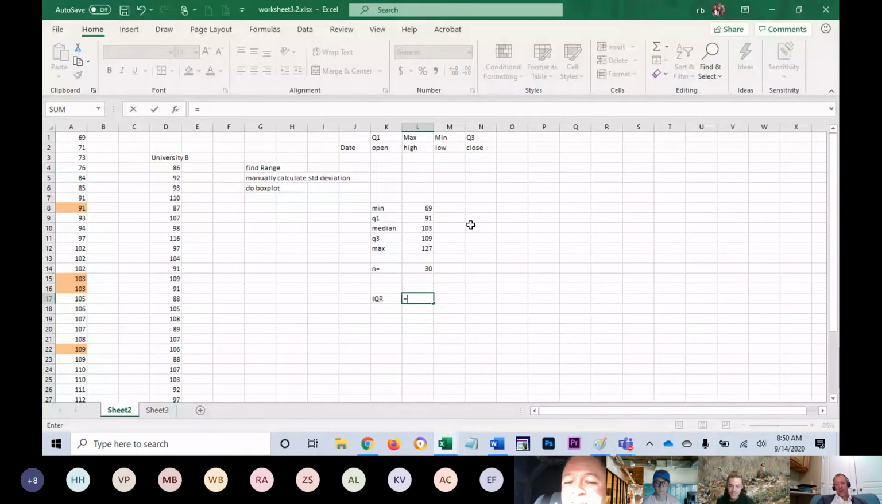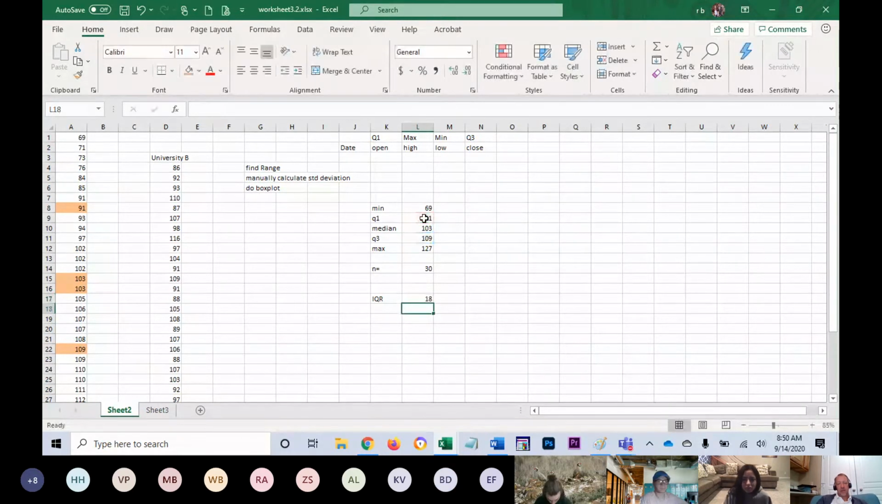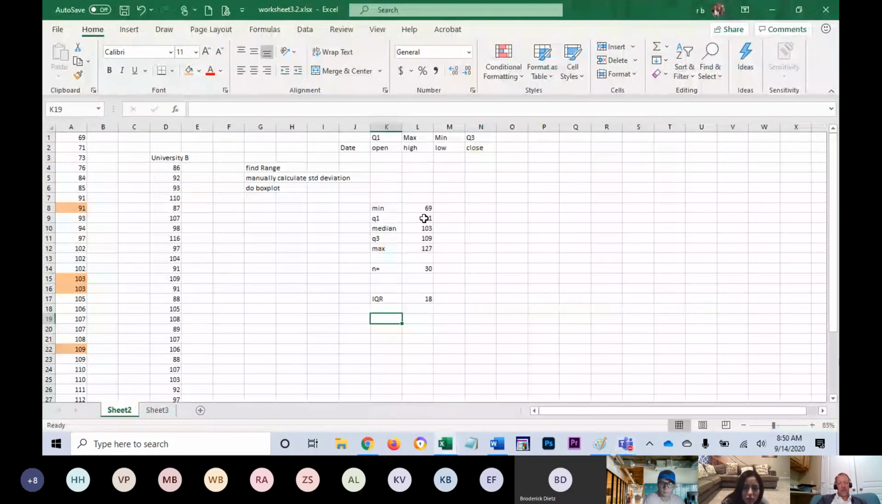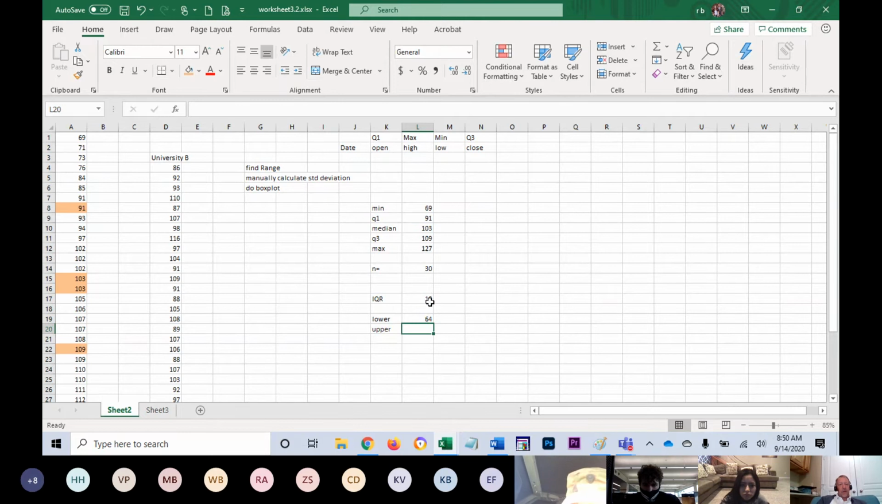So Alejandra, do you know really quick? I don't, sorry. It's going to be Q3 minus Q1, which is 18. How about Jed? Can you tell me the lower fence? Yeah, sorry, I was just getting unmuted. So to find the lower fence, it would be Q1 minus 1.5 times 18. Okay, 64. Do we have any lower outliers?